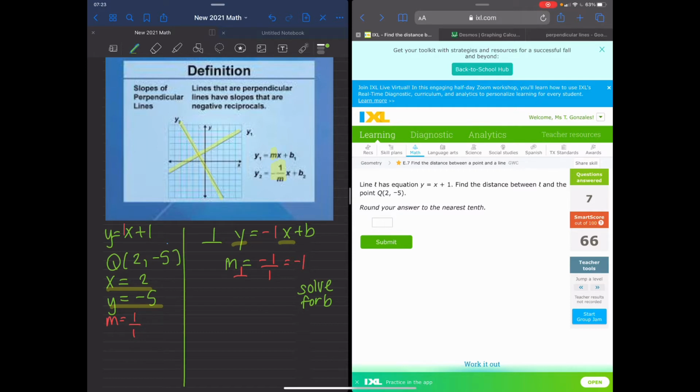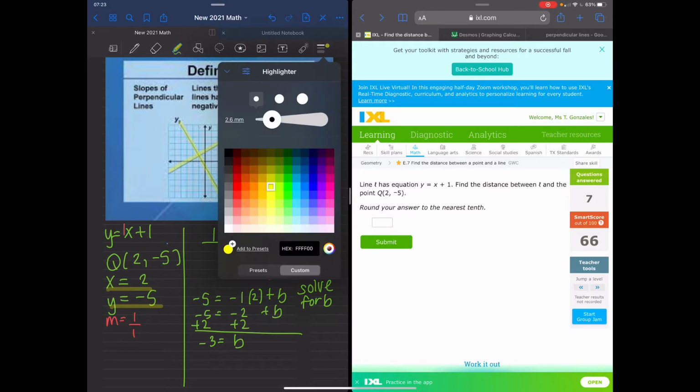So let's give us some space. I'm going to say that y equals negative 5 equals negative 1 times 2 plus b. That's b as in boy. So I get negative 5 equals negative 2 plus b. I have to get b by itself, so I'm adding 2 to both sides. So I have negative 3 equals b. From all of this, I now have my new equation. I'm going to talk about the parts that I'm going to highlight for my new equation.